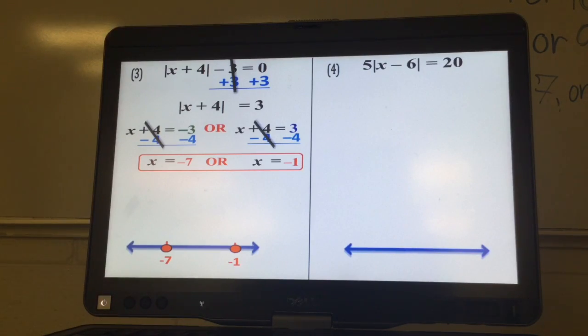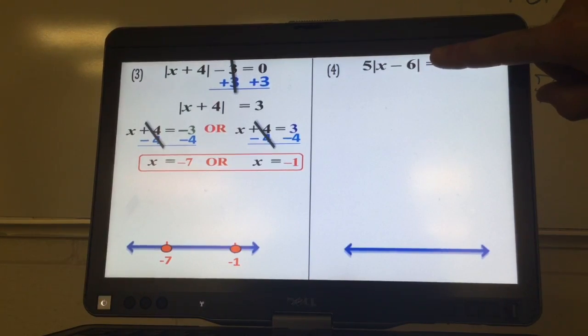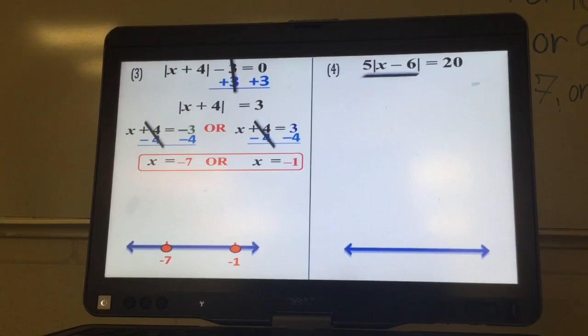Now this one's a little bit different because if I cover up the equals 20, we don't have something being added or subtracted. We have something multiplied to the absolute value. So what we need to do is get rid of that 5. And since it's multiplying, the opposite of multiplying is dividing. So we're going to divide both sides by 5 so that the 5's cancel. And then you wind up getting the absolute value of x minus 6 equals 4. Again, this turns into a problem that looks like number 1. I'm going to let you guys go ahead and finish it, and then we'll go over it.